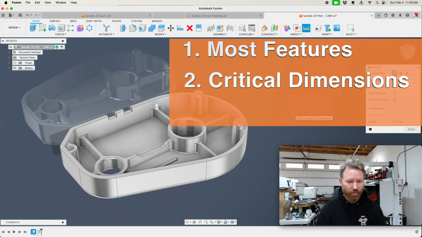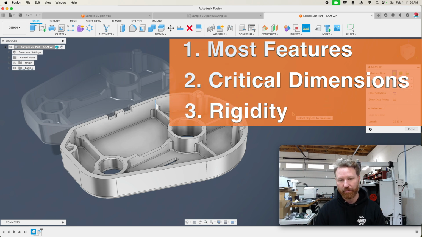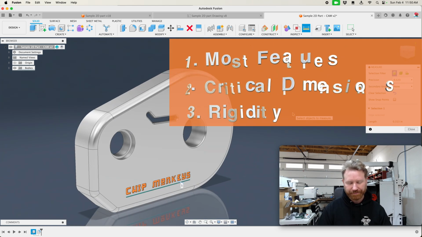The third one: would the part really be strong enough by the time I got to that third or fourth operation? Or should I leave material to keep it sound during the machining process? Those are three things that I think about.